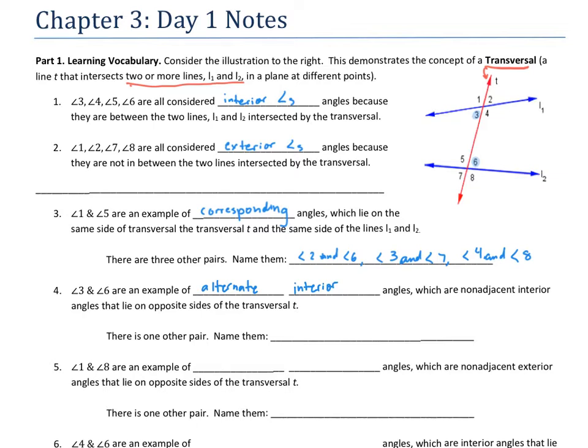Go ahead and find the others. In this case, there's only two others, 4 and 5. Still inside our two lines, but on either side of the transversal.